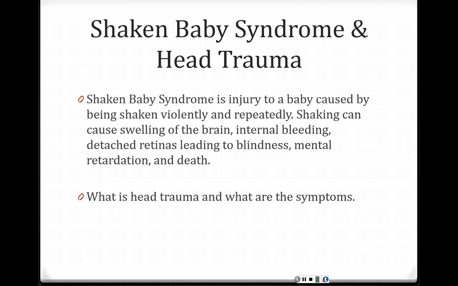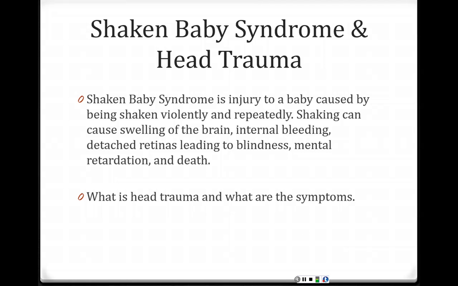Shaken baby syndrome and head trauma. Shaken baby syndrome is injury to a baby that is caused by being shaken violently and repeatedly. Shaking can cause swelling of the brain, internal bleeding, detached retinas leading to blindness, mental retardation, and even death.